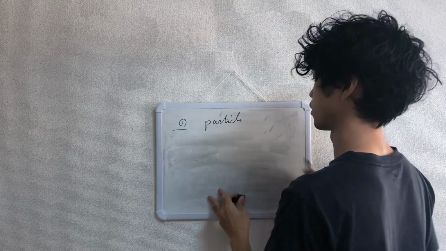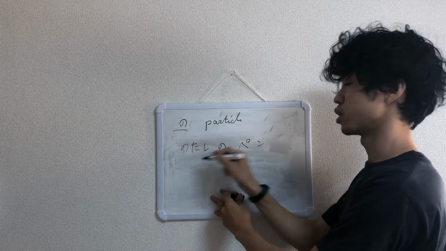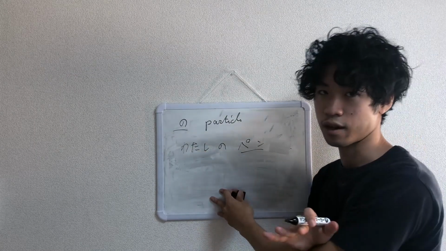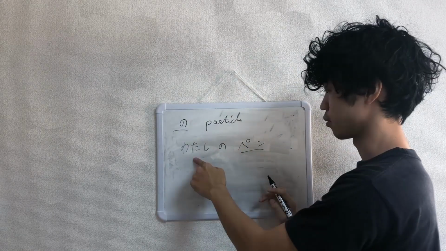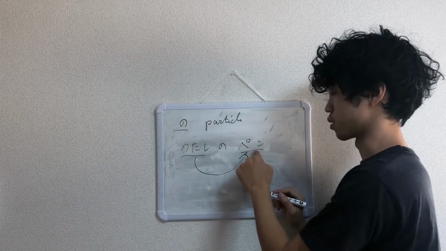Watashi no pen. Watashi, I, pen. So I is a noun. Pen is also a noun. Now watashi no pen means my pen. So watashi, I, modifies pen. This is pen. My pen.